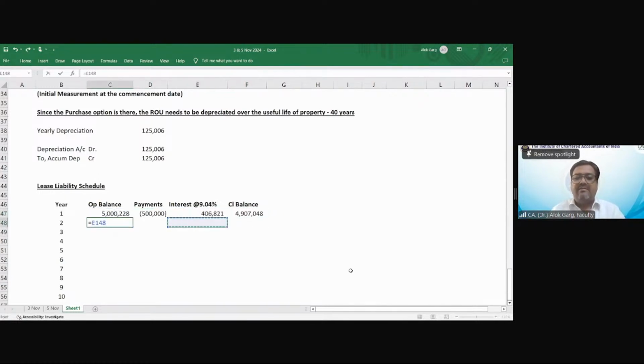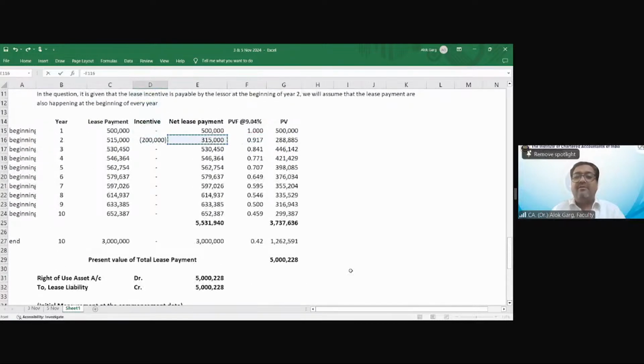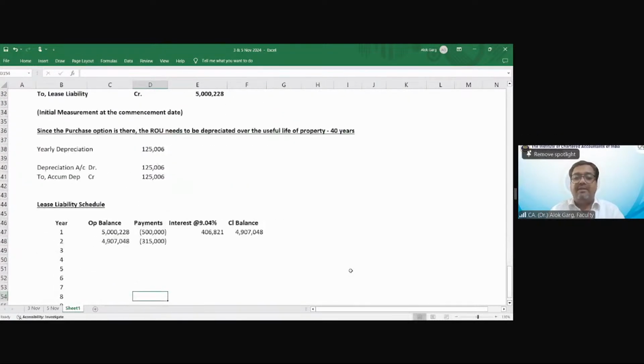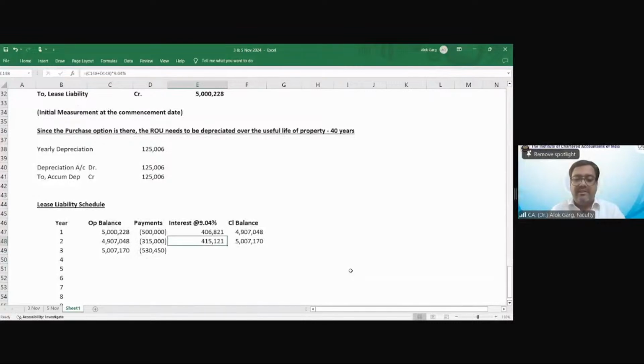In the second year, this will become my opening balance. Again, how much do I need to pay? 3,15,000. What is my interest? Same. This is my closing balance. Correct? Now this will become my opening balance. This is the payment I need to make. Okay, 530. So you can see this is 530. This is my interest expense. This is my closing balance.